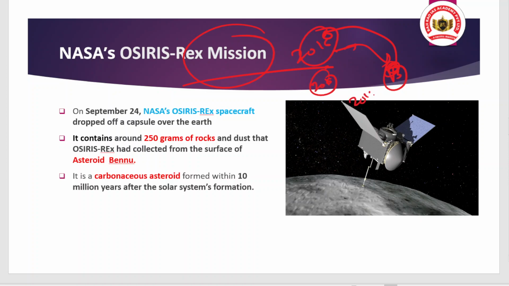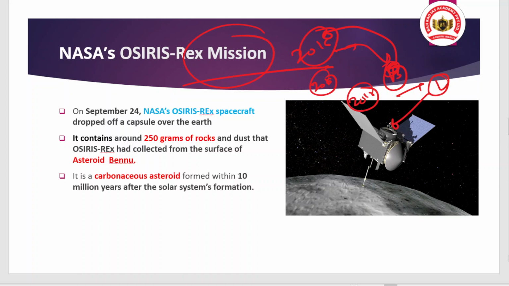In 2018 it was inserted into the asteroid Bennu's orbit, and ultimately in 2021 it landed on the asteroid Bennu, and now it has come to the Earth again by collecting the sample. So that was the chronology of this mission.